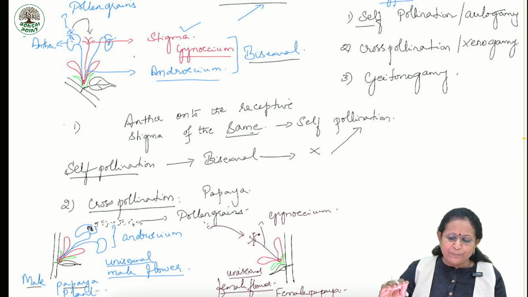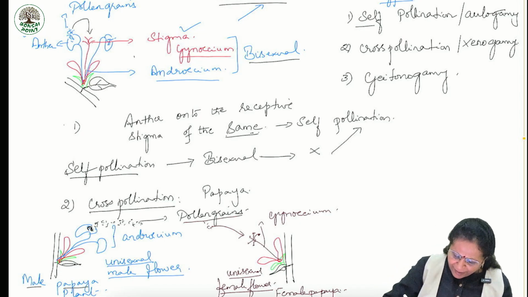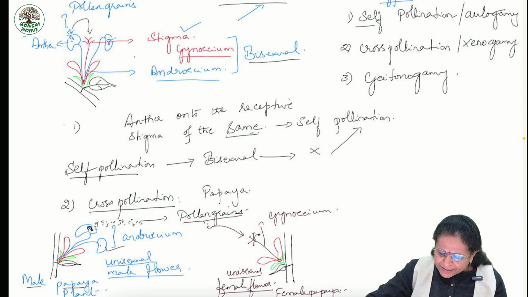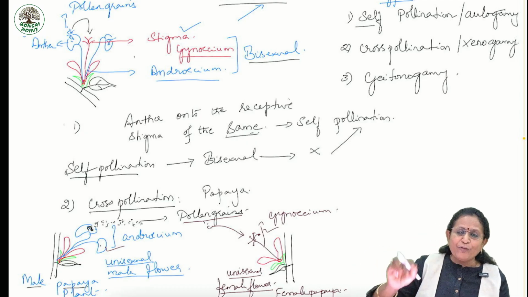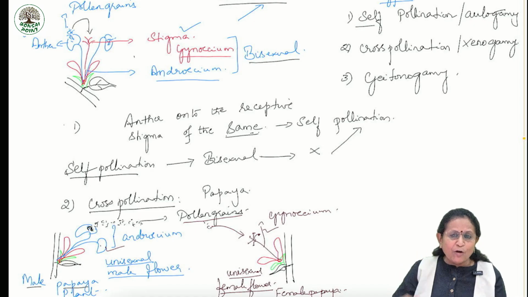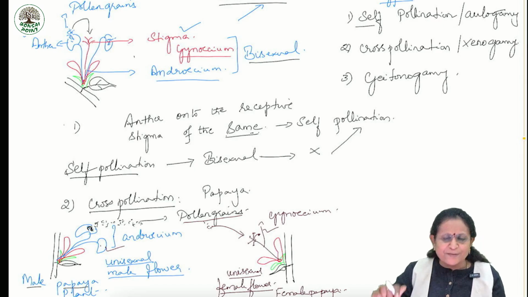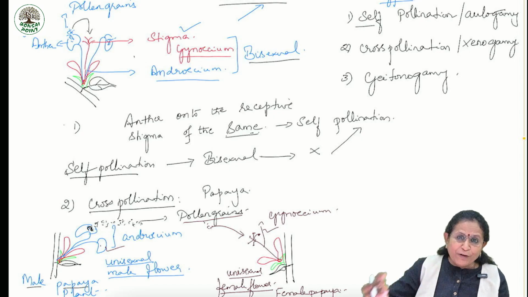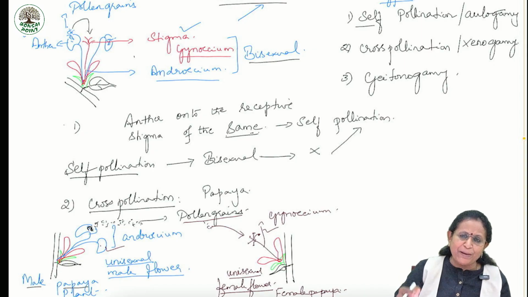Cross-pollination must take place. What's the definition now? Transfer of pollen grains from the anther, okay, onto the receptive stigma of another flower on a different plant but of the same species. That means this is also a papaya plant, that's also a papaya. On another flower, but it is on a different plant, but of the same species. Why different plant? It is not on the same plant, that's it.